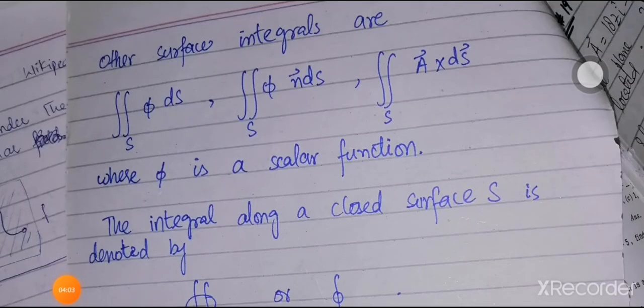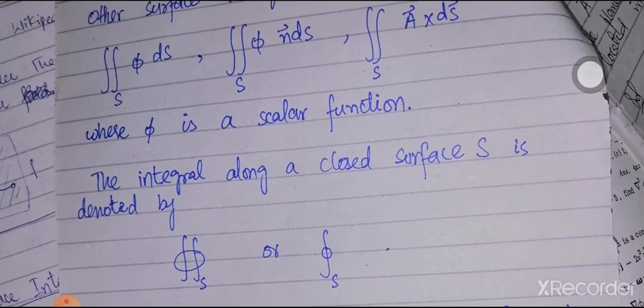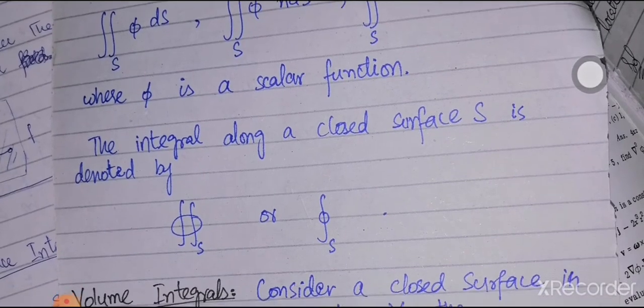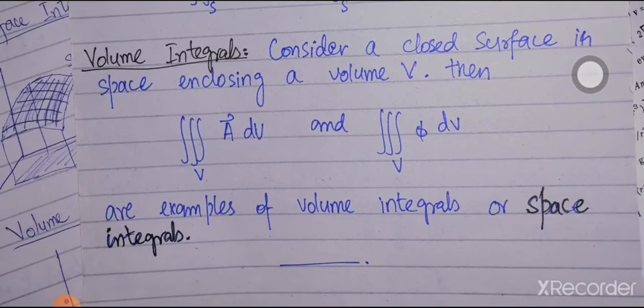Here we also have some other examples of surface integrals: the double integral of phi dS over the surface S, the double integral of phi n dS over the surface S, and the double integral of A cross dS, where phi is a scalar field or a scalar potential. The integral over a closed surface S is denoted by this representation, and you can see that the line integral represents the one-dimensional integral, surface integrals represent the two-dimensional integrals, and on similar lines the volume integral will be about the three-dimensional integrals or the triple integrals. We will discuss the volume integrals later.